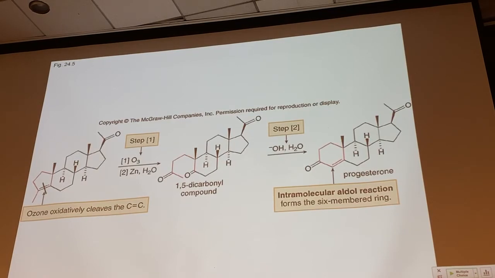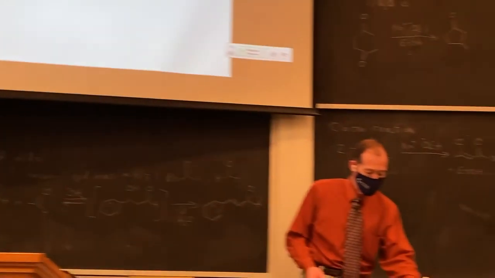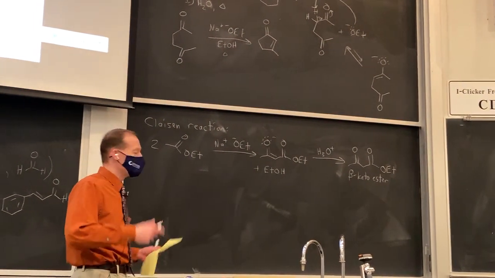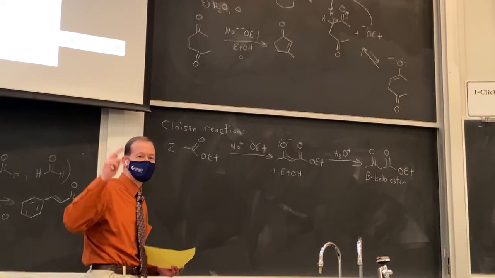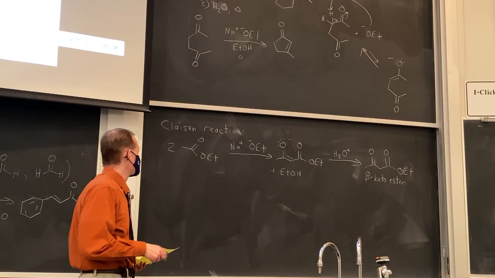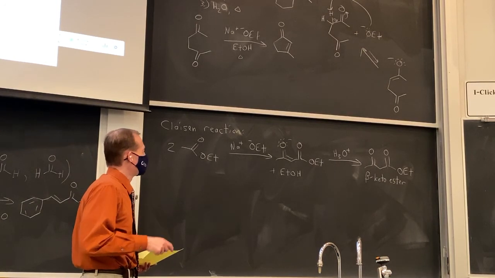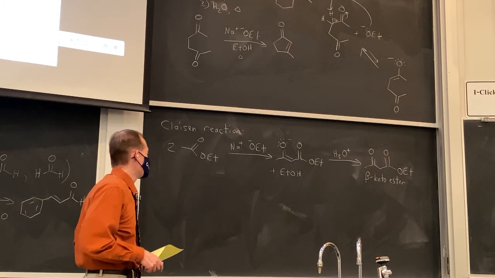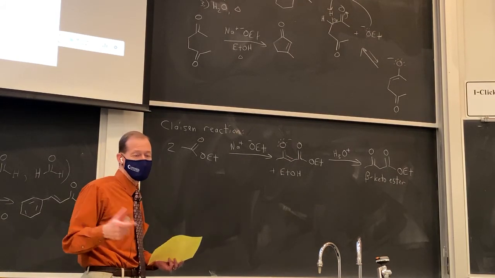All right, let's talk about the Claisen reaction now. The Claisen reaction is a relative of the aldol reaction that involves esters. We take 2 esters, we react them with sodium ethoxide, we get an enolate, and then we have to add acid to that enolate to get the beta ketoester.